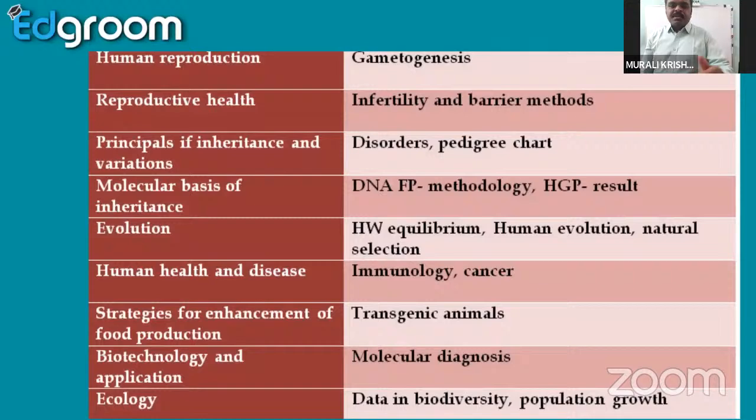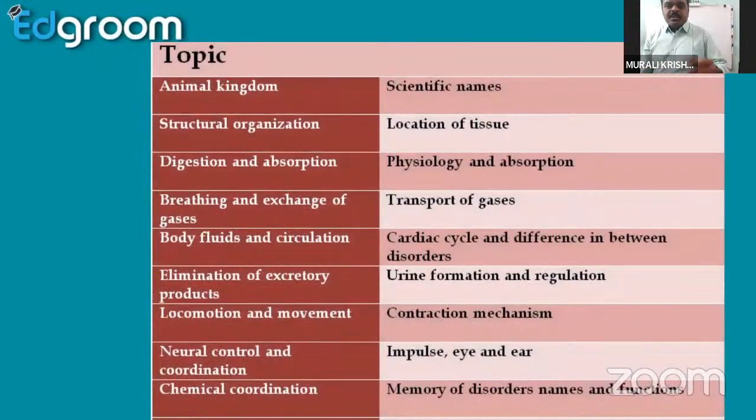So here, breathing and exchange of gases. In that case, breathing and exchange of gases, transport of gases is covered in a precise manner. But in addition to this, the transport of gases and lung volumes are both very important. And body fluids and circulation, cardiac cycle activities, and excretion, urine formation and regulation. Here, for the regulation, you must keep a proper diagrammatic representation, and a flowchart will be more beneficial.